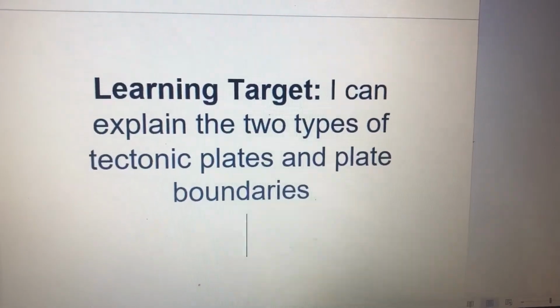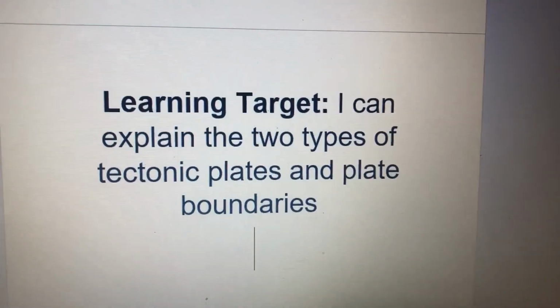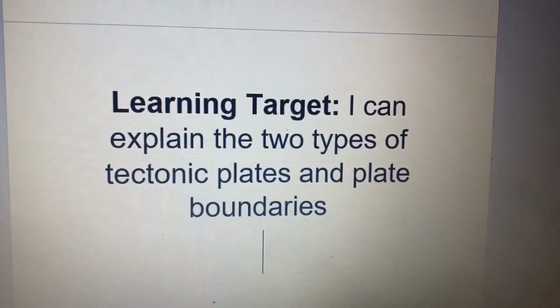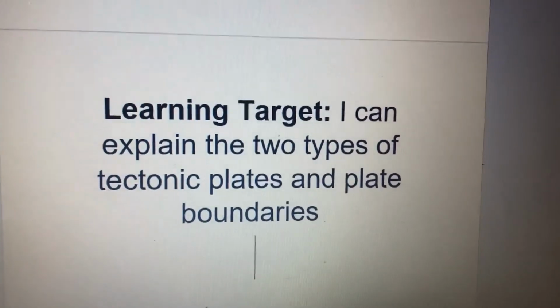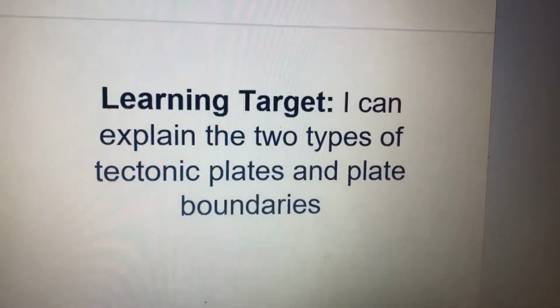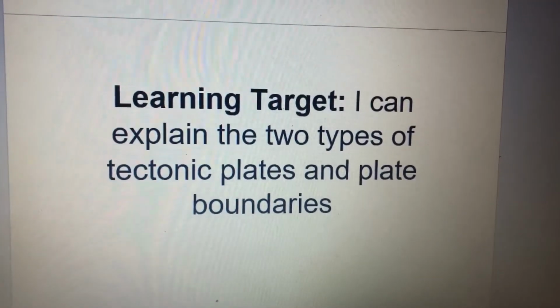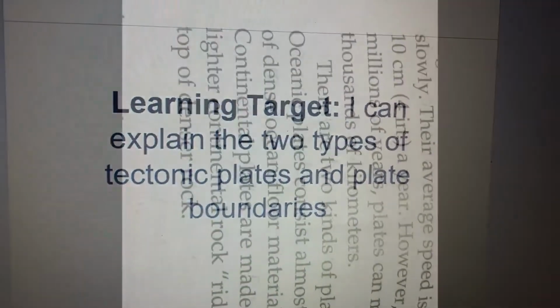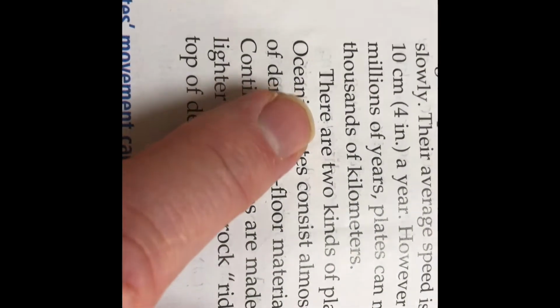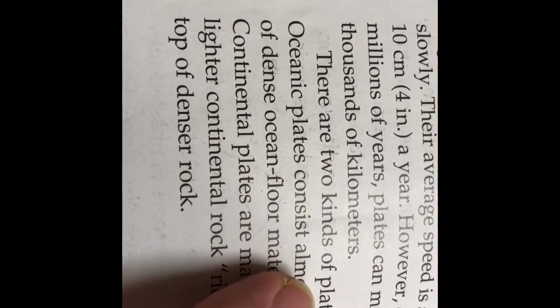Let's look at our learning target to make sure that we are covering this. So I can explain the two types of tectonic plates and plate boundaries, okay? So let's read a little bit more from the article that we were reading together. So over here it says, there are two kinds of plates.